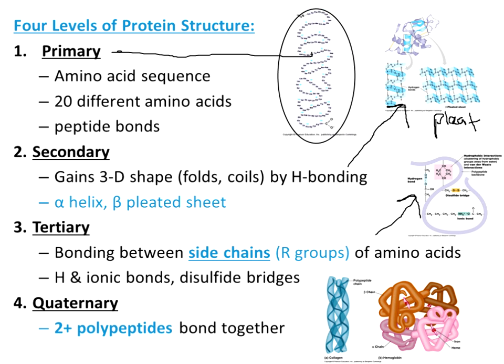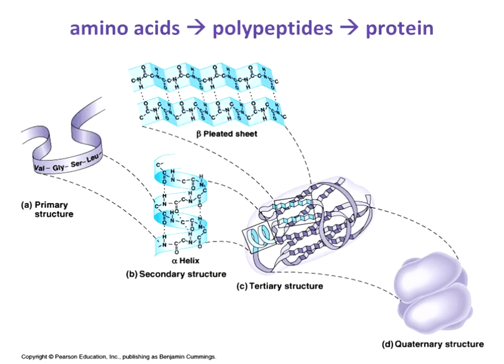And then the quaternary level is going to be where two or more polypeptides actually come together, which is shown in these images right here. Okay, so that's where we get the final shaping of the actual protein. And based on that, it is going to determine what the function of the protein is going to be. And proteins have tons of different functions within our body.